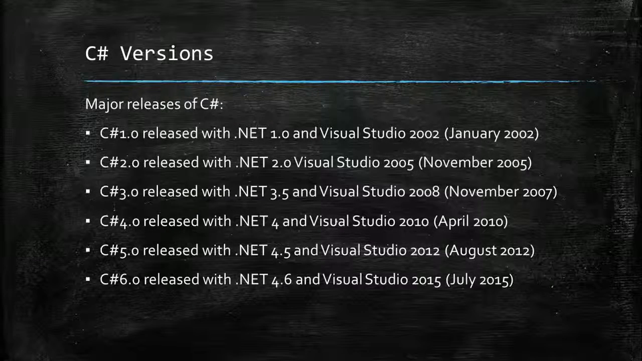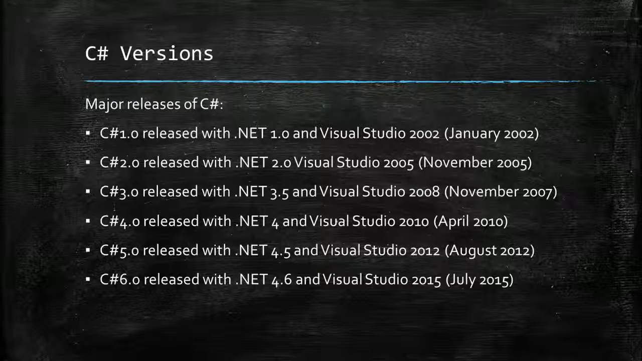C# versions. C# 1.0 was the first release, and it was released with the .NET Framework 1.0 and Visual Studio 2002 in January 2002. And what is Visual Studio? It's the Integrated Development Environment, or IDE, and it's basically the text editor that you write your C# code in.